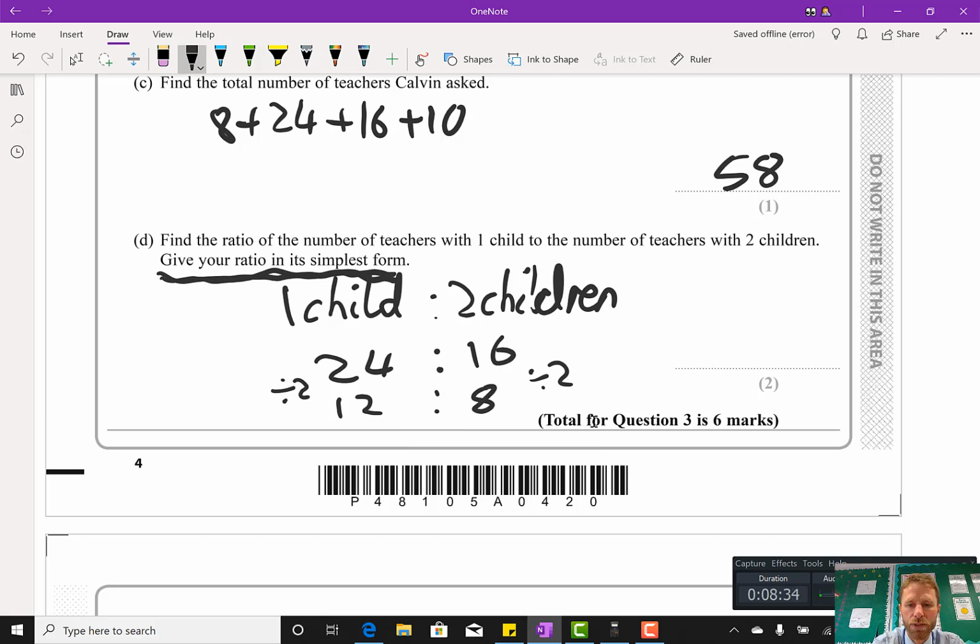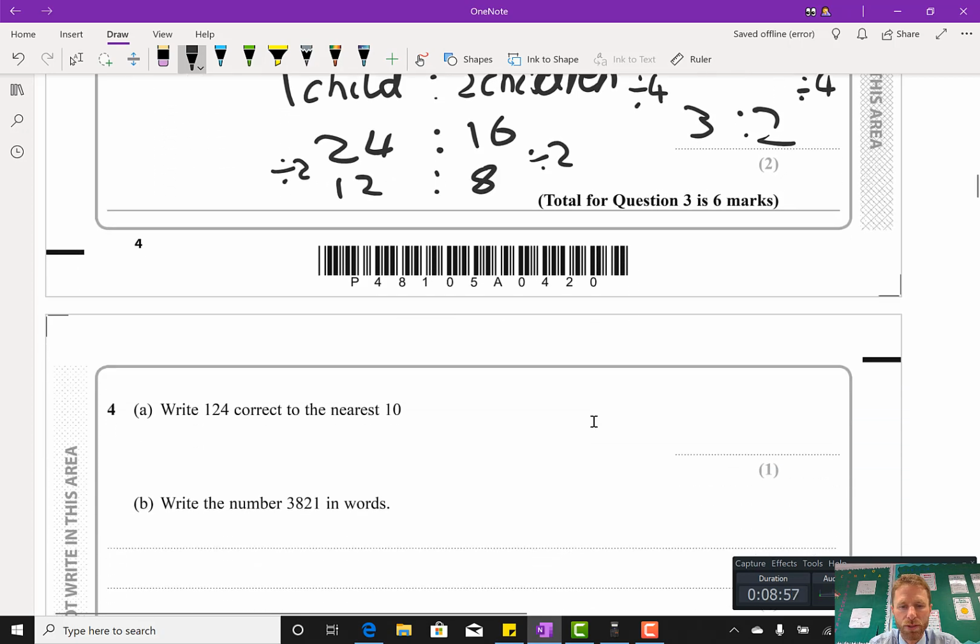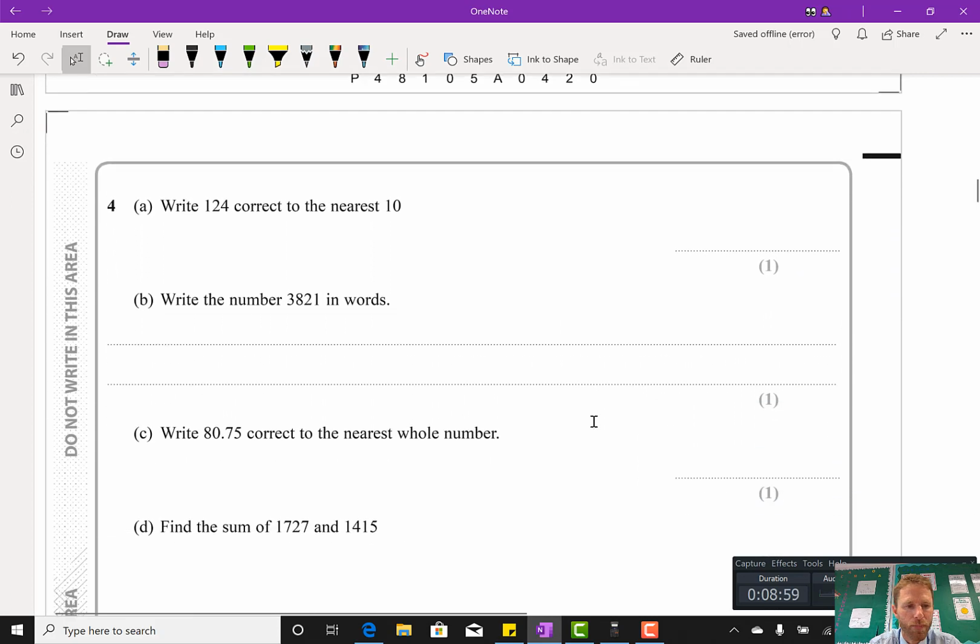Now 12 to 8 can be simplified again, and this time instead of just dividing by 2, I want to think what's a higher factor of 12 and 8. I can divide them both by 4, which will give me 3 to 2. And that is it in its simplest form. 3 is a prime number and so is 2, so their factors are one and themselves, so cancelling down isn't going to happen anymore. Right, question 4.